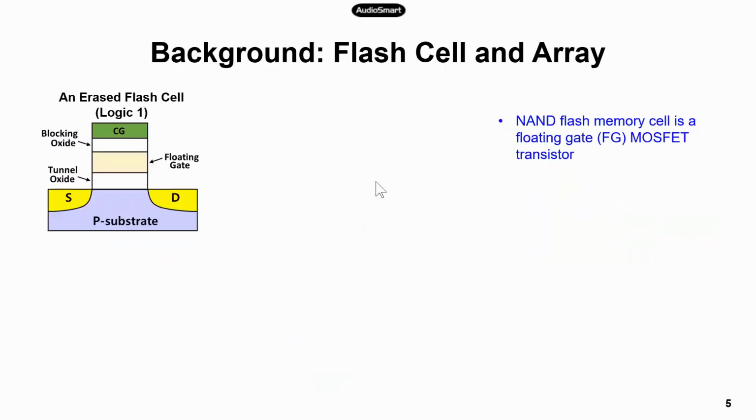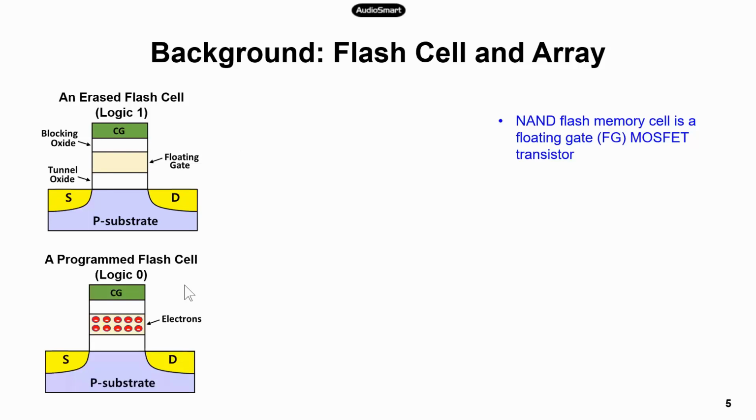Let me go over the background of flash memory real quick. A NAND flash memory cell is essentially a floating gate MOSFET transistor. An erased flash cell represents logic 1. A programmed flash cell represents logic 0. How do I know that the cell is in the program state? Because there are electrons stored in the floating gate.